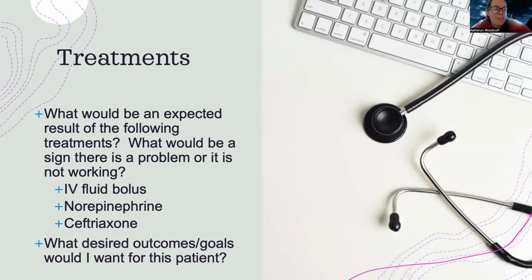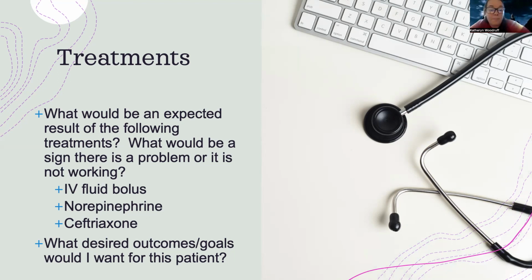All right, so what would be an expected result of the following treatments? And what would be a sign there's a problem or it's not working? If I give an IV fluid bolus to this patient, what would I hope happen? I would hope their CVP would go up. I would hope their blood pressure would go up and therefore their MAP would go up. And possibly their cardiac output could go up.